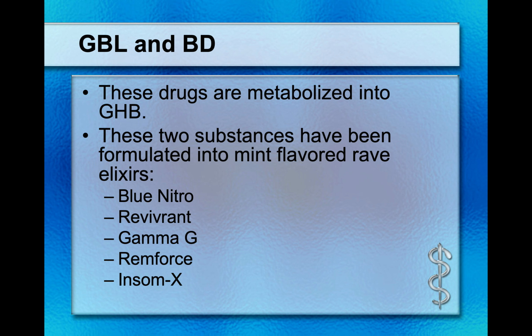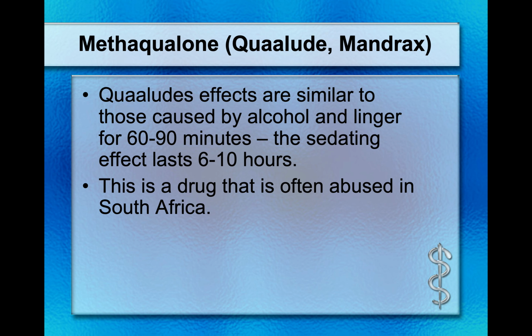GBL and BD, these drugs are metabolized into GHB in the system. These 2 substances have been formulated into mint-flavored rave elixirs. They use them at raves, and they're called Blue Nitro, Revivarant, Gamma G, Remforce, and Insom X, because they turn into GHB in the system.